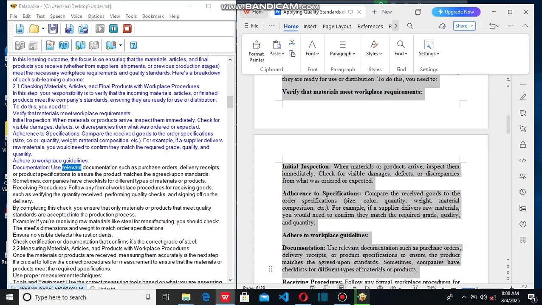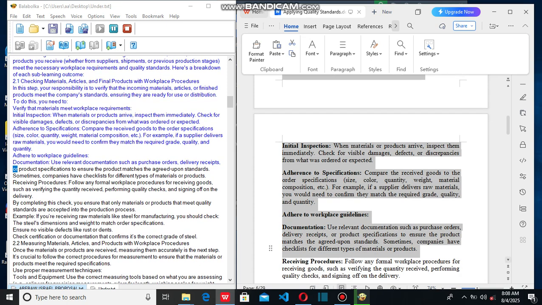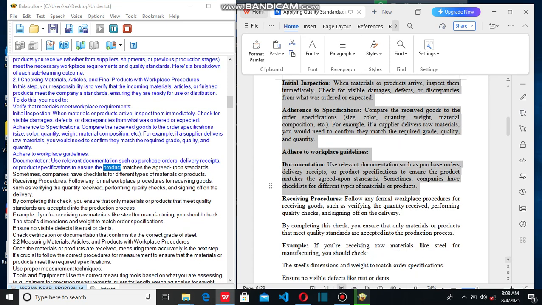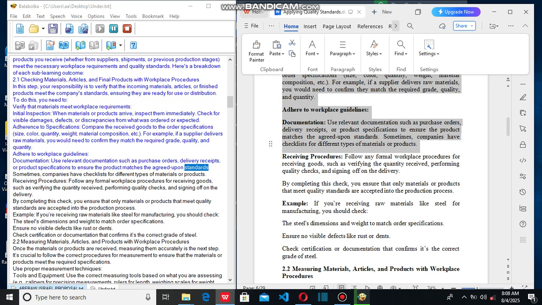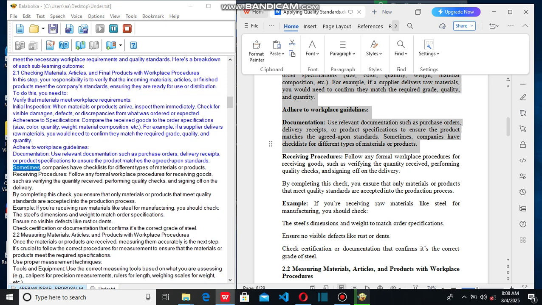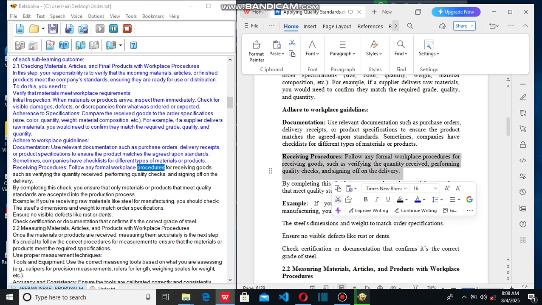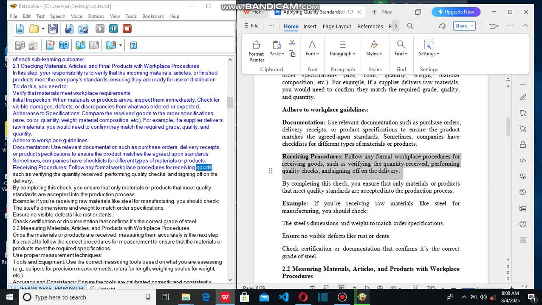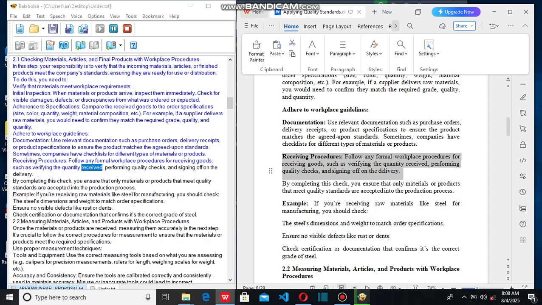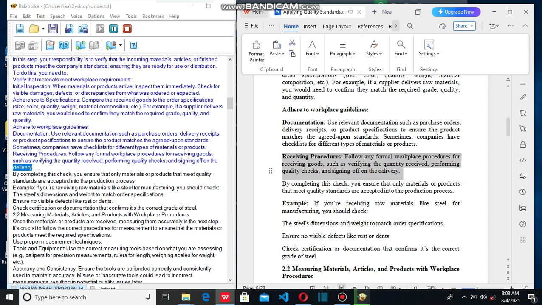Documentation. Use relevant documentation such as purchase orders, delivery receipts, or product specifications to ensure the product matches the agreed upon standards. Sometimes, companies have checklists for different types of materials or products. Receiving procedures. Follow any formal workplace procedures for receiving goods, such as verifying the quantity received, performing quality checks, and signing off on the delivery.